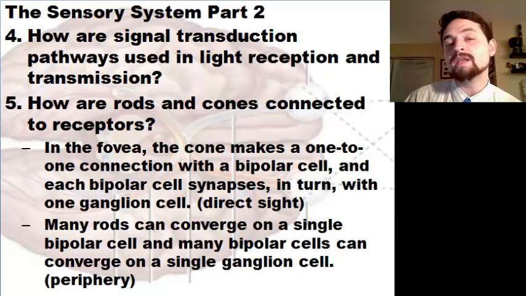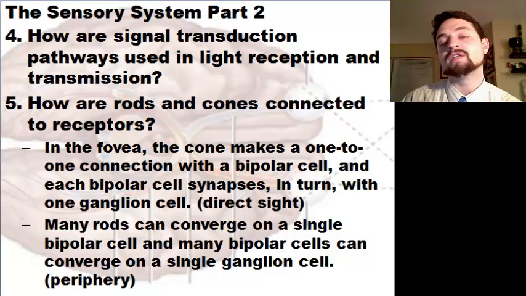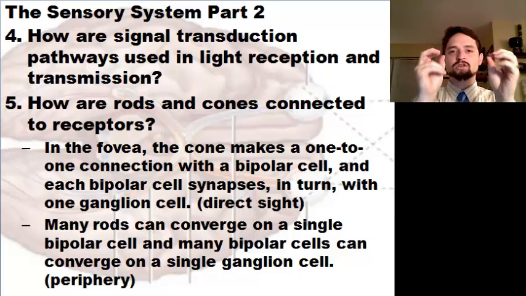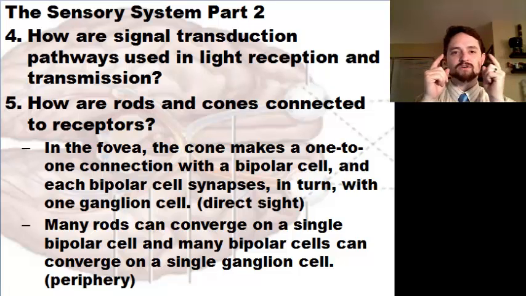Whereas in the rods, many rods will converge on a single bipolar cell, and many bipolar cells can converge on a single ganglion cell. So you don't have that. You have more of a periphery of vision. So if you think of that in the way you see, if you look straight on, you get a very good visual perception, and that's because of the fovea in the back of the eye, and it's perceiving and sending a one-to-one visual connection.